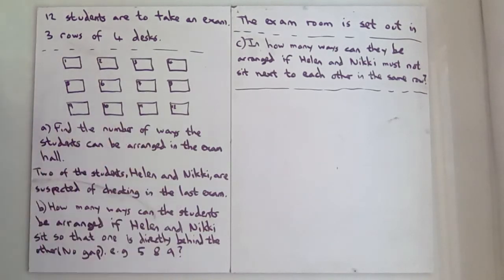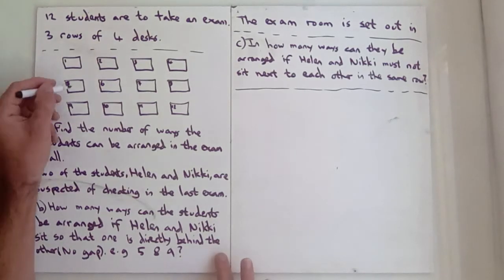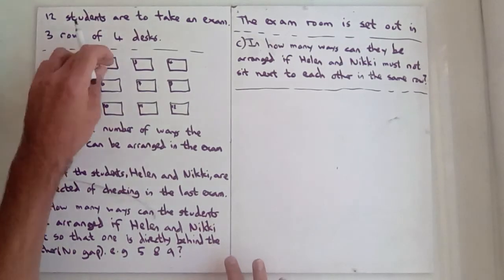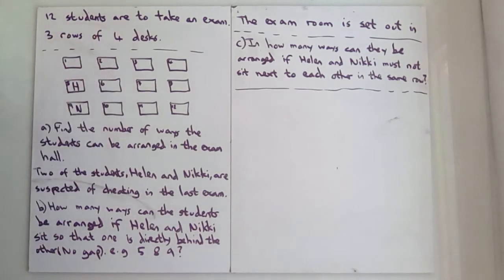So it starts off simple, part A. Then we've got some more information. 2 of the students, Helen and Nikki, are suspected of cheating in the last exam. How many ways can the students be arranged if Helen and Nikki sit so that one is directly behind the other with no gap in between? It says e.g. 5 and 9. Again, the exam question did say that. So, for example, you might have Helen there and Nikki there. But what you wouldn't have is Helen here and Nikki here.